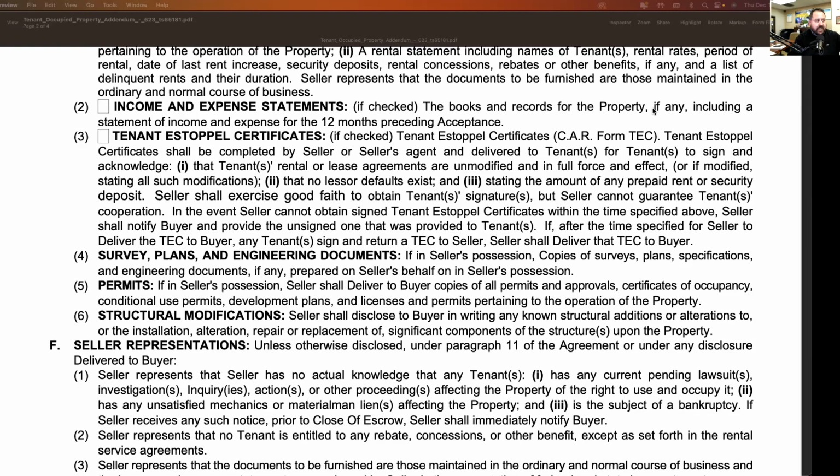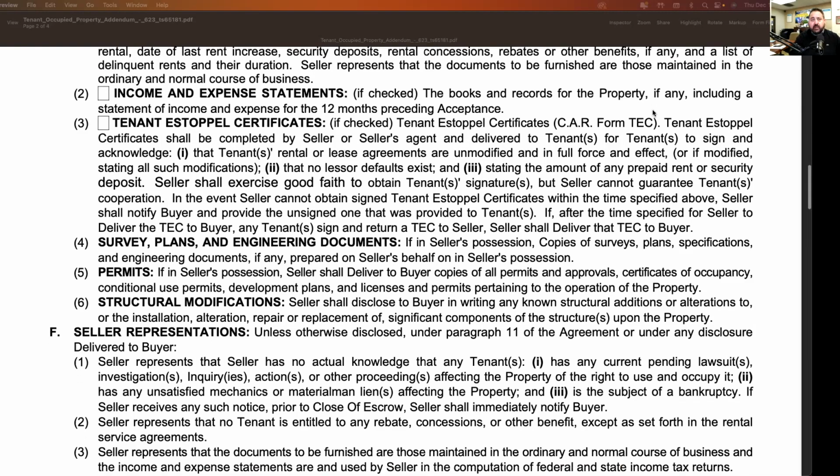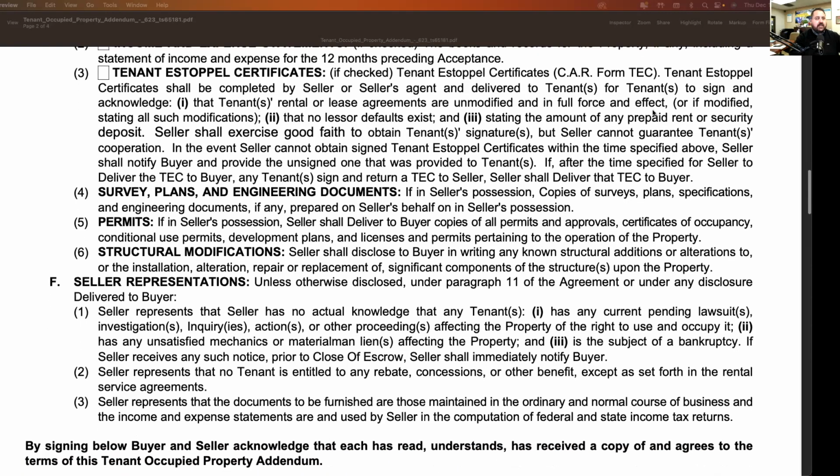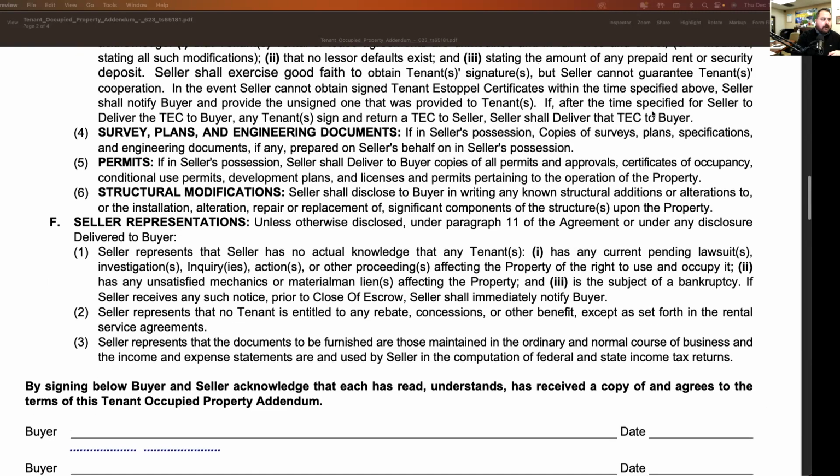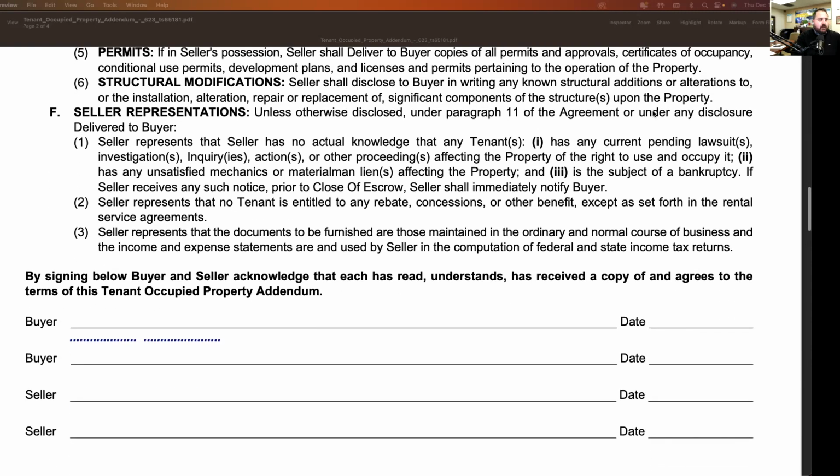Okay. The tenant estoppel certificates, we know they're going to be included. Always ask for those to be in there. This is about any permits, plans, engineering documents. This is just stuff that has to be disclosed. This is just, again, reiterating what needs to be disclosed. Even though they're going to do the TDS and SPQ and all that stuff, and they're going to disclose some of these things, this is just telling the sellers, hey, look, you got to disclose this stuff to the buyer. Okay? Buyer signs, seller signs, we move on.